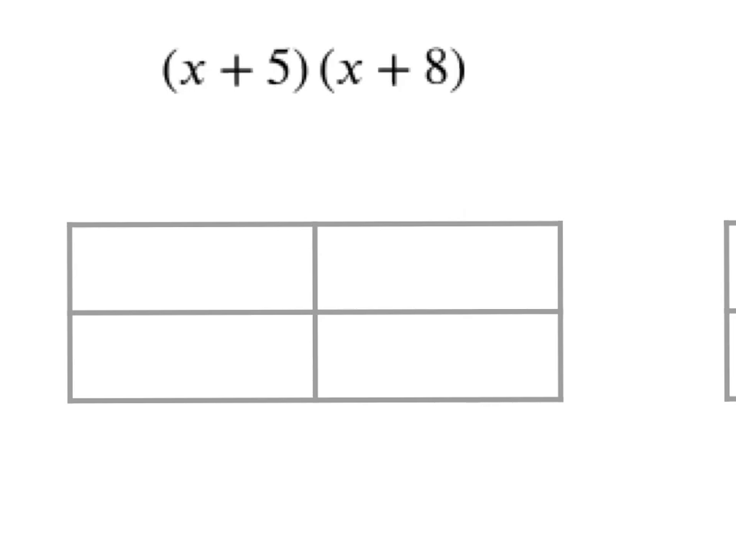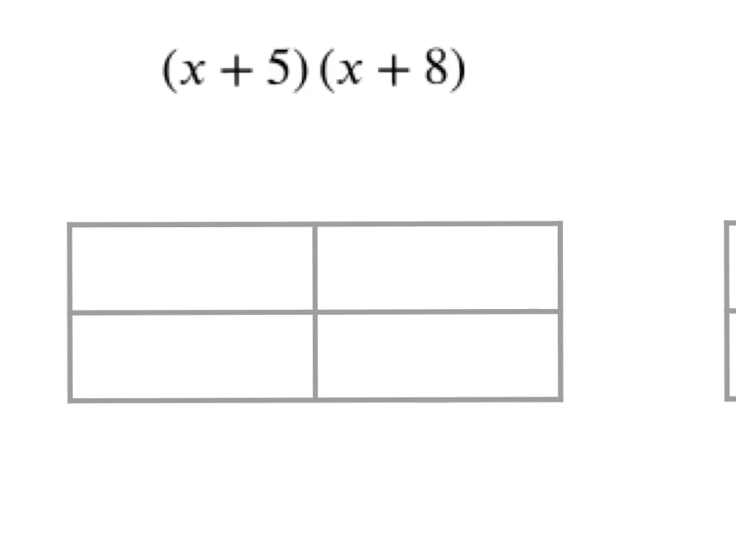Today we are going to learn one of the most important things we're going to learn in this class, and that is how to multiply two binomials. So here I have the two binomials, x plus 5 and x plus 8, and I'm multiplying them. And the first way we're going to learn how to do this is the box method.